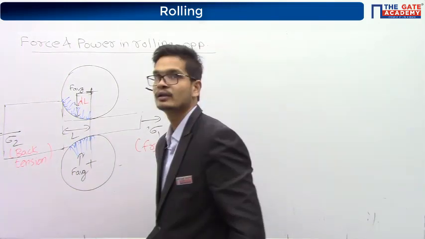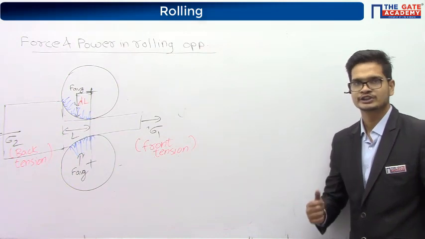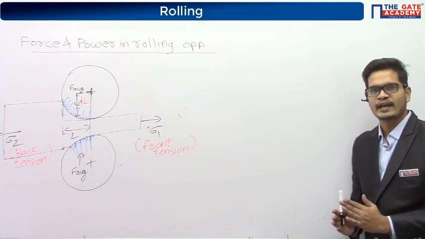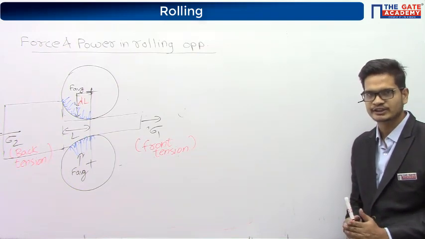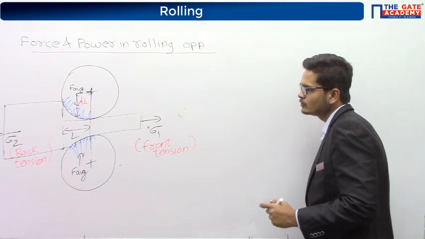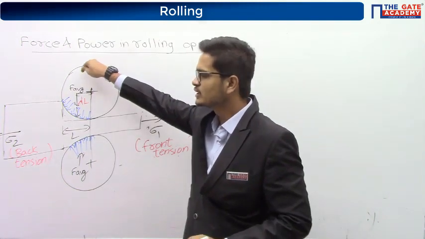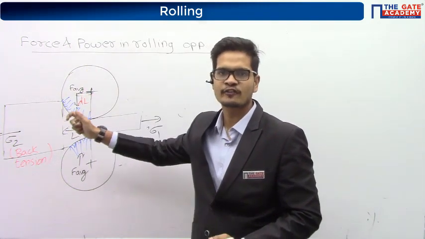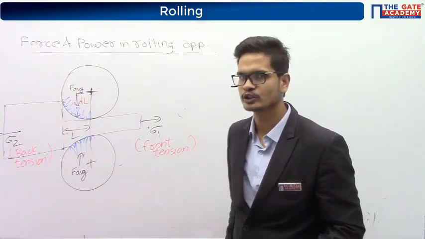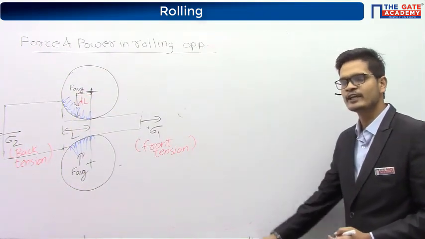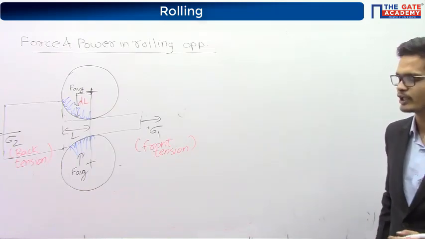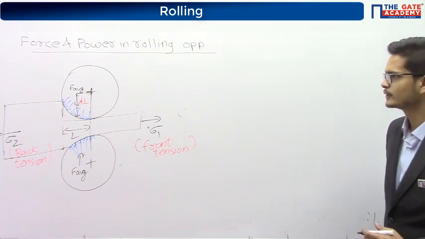Copied? So what is Newton's third law? Newton's third law is every action has an equal and opposite reaction. Right? So since F average is the force applied by rollers onto the component, the same force will be applied by the component onto the rollers.